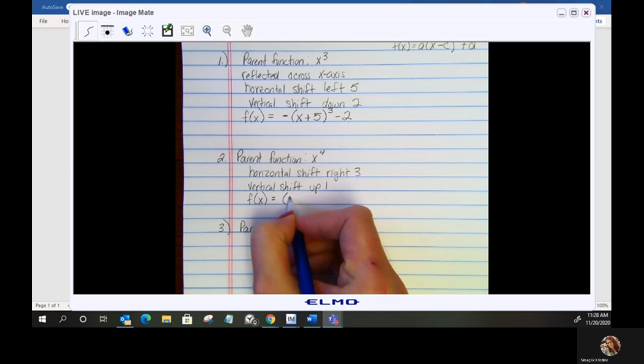And one more. I've got a parent function of x to the third. It's being vertically compressed by 1/2 with a vertical shift up 4. Notice there is no horizontal movement here, so I don't need the parentheses. My compression, that's my A value. It is going to be to the third power. I'm not writing any parentheses. My C value is 0. Up 4.